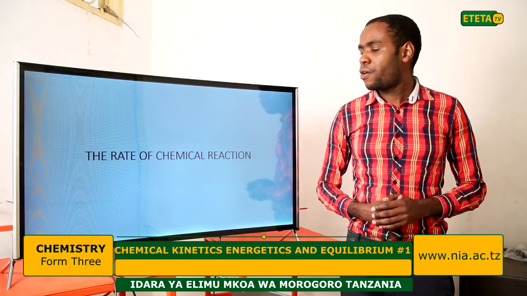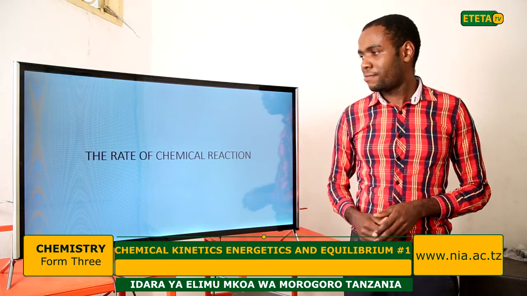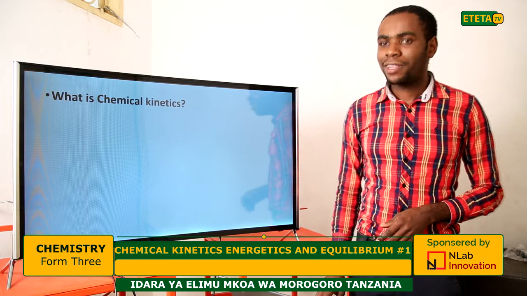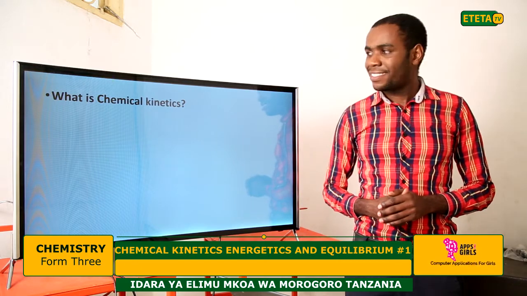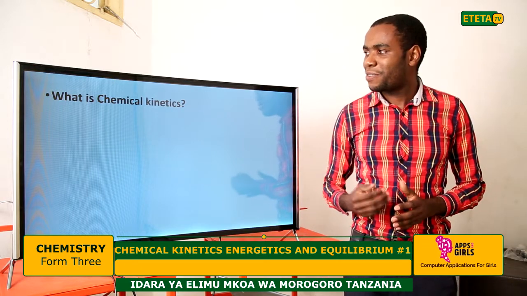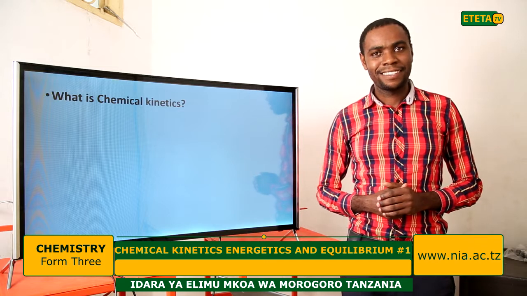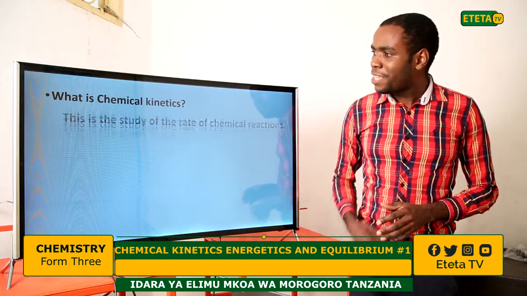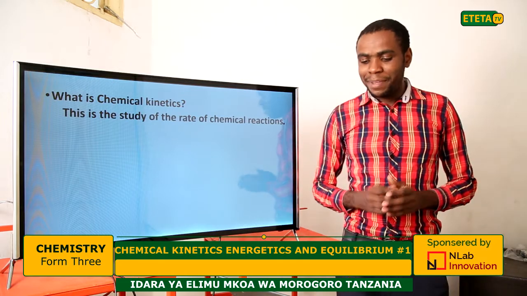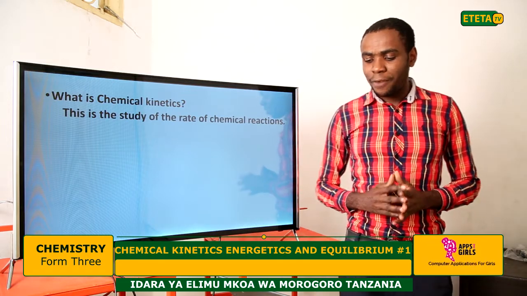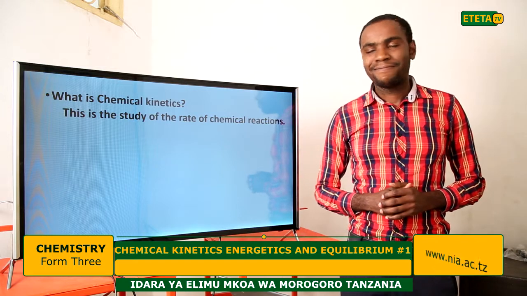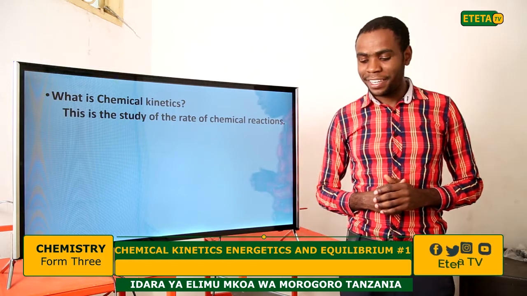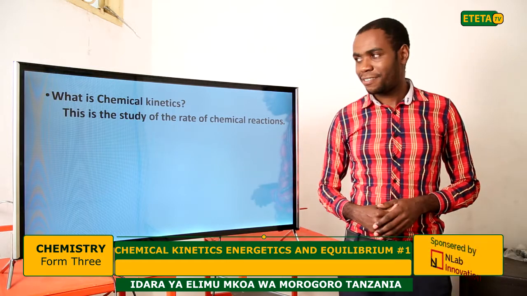Now, the rate of chemical reaction. Students, what is chemical kinetics? Can you try to define chemical kinetics? Chemical kinetics can be defined as the study of the rate of chemical reaction.